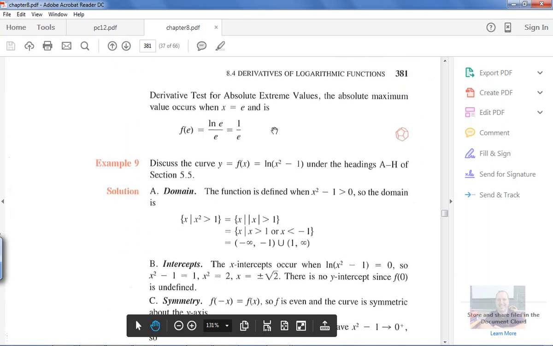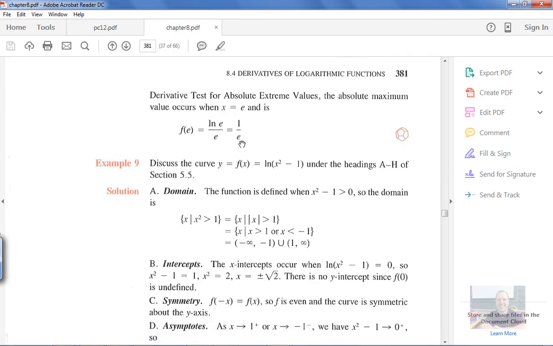So on the next page then, it would be the end of it there, and so you plug in e into the equation. And of course, ln of e is 1. That's your max value. Questions?